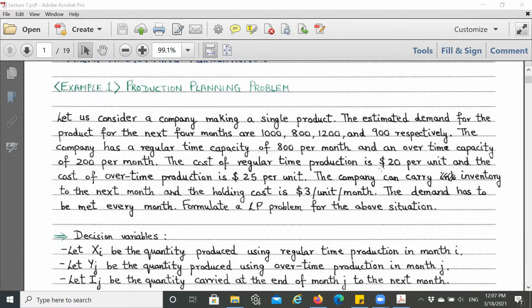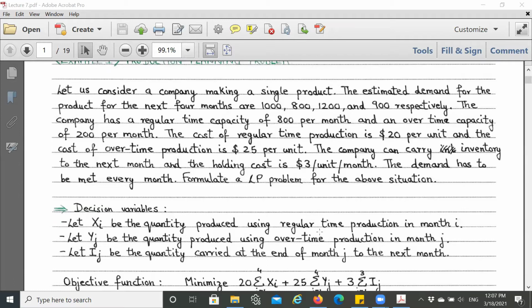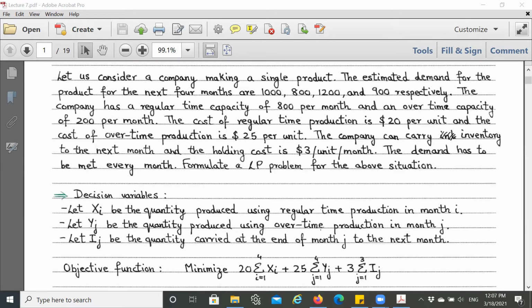Okay. So to do it in an LP form, this is a slightly different form than we have seen earlier. As you see, the decision variables are denoted by xi, yj, and Ij. So what are the xi's? Xi is the amount that you produce of the particular product in regular time, in month i. So in the first month, if I produce 50 of those products, it would be x1.